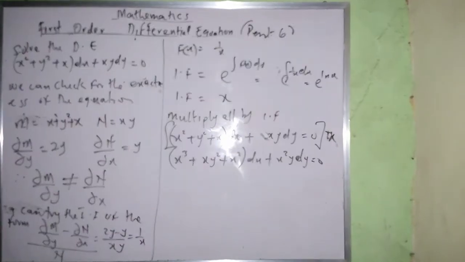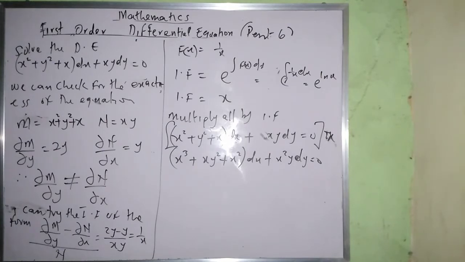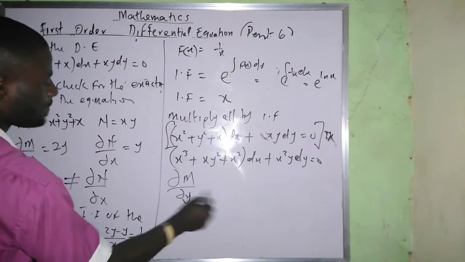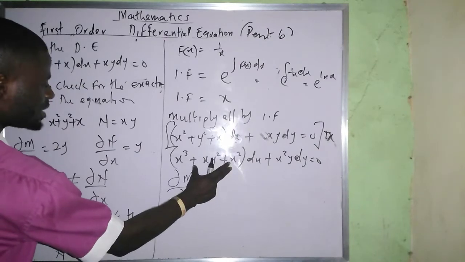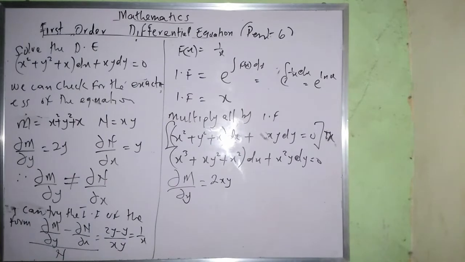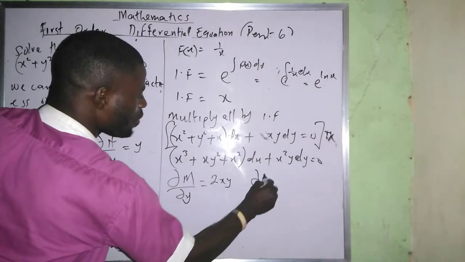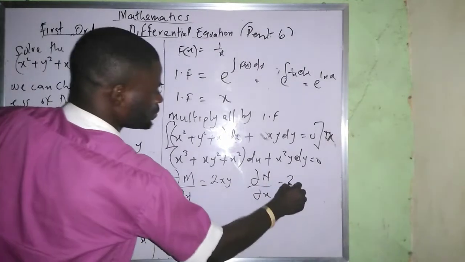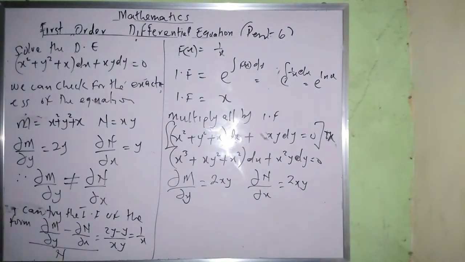After I've multiplied all through by that, I want to test again, maybe it will be exact or not. I will now take the partial of M with respect to y. It means I want to differentiate this, and the one that has y will be 2xy. And the partial of N with respect to x will be equal to 2xy.